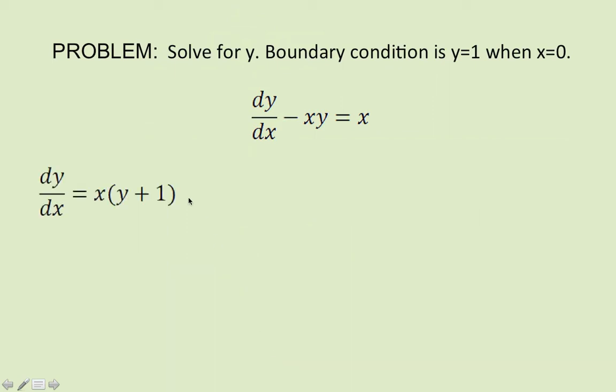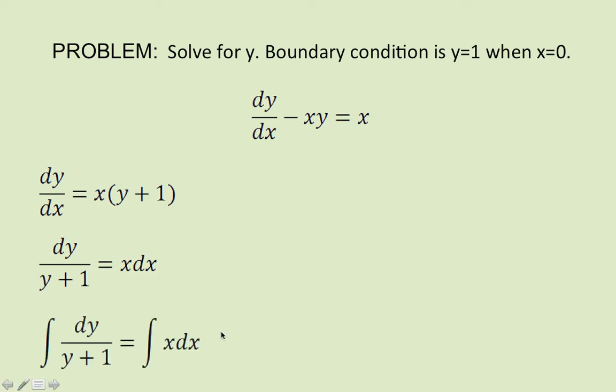To find the solution, we first need to separate the y and the x. What we'll do is we'll factor out the x, and then we'll divide by y plus 1, and move dx to the other side. After separating the variables, we'll integrate both sides. This will give us the following equation. Don't forget the constant from the indefinite integral.